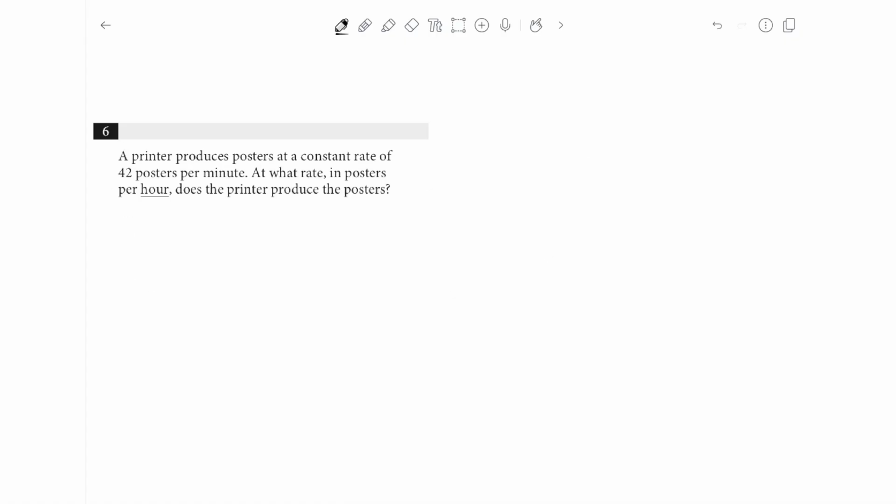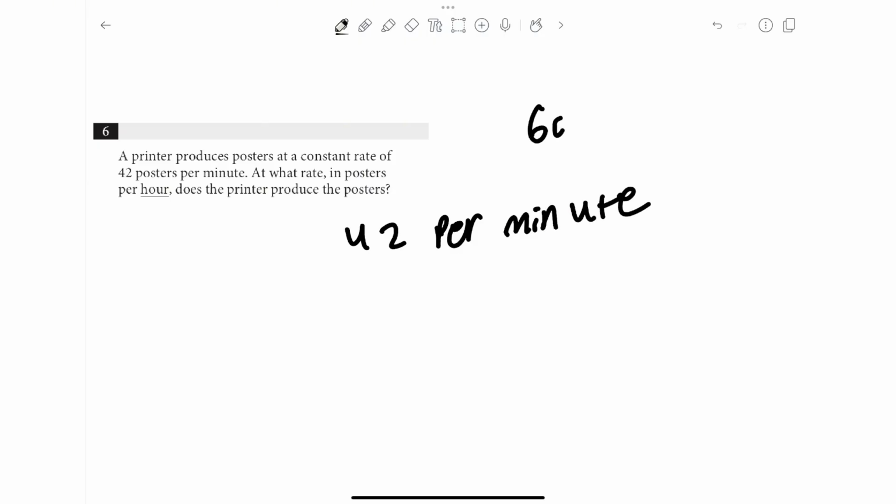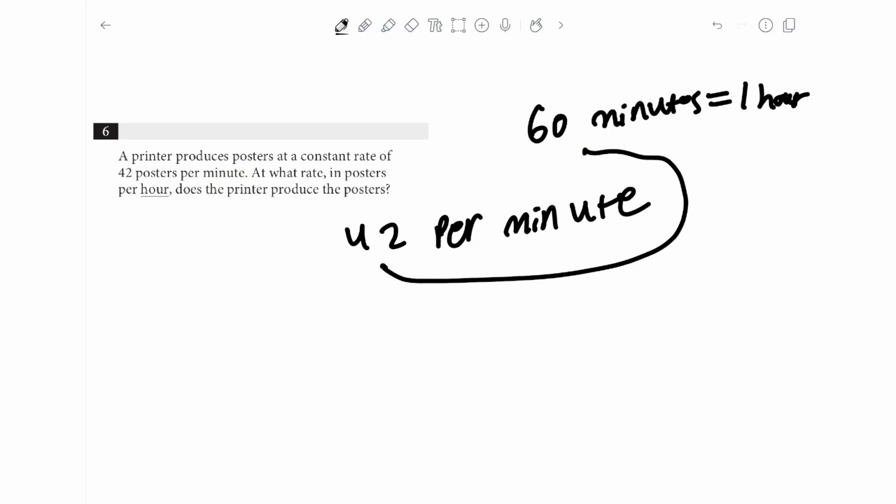Question number 6. A printer produces posters at a constant rate of 42 posters per minute. At what rate in posters per hour does the printer produce the posters? So if it makes 42 per minute, there are 60 minutes in 1 hour. To convert, all we have to do is multiply by 60 because there's going to be 42 times 60 posters in the span of an hour.